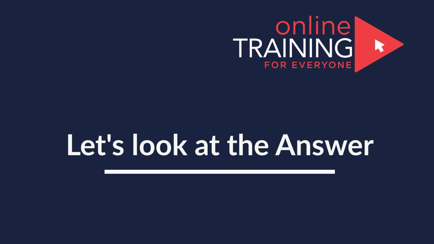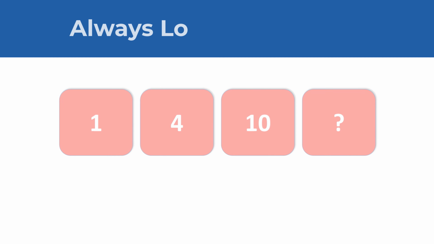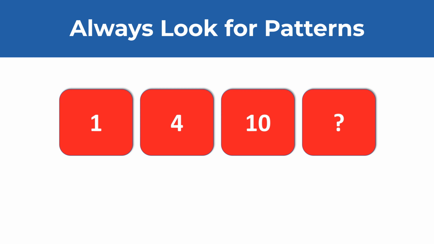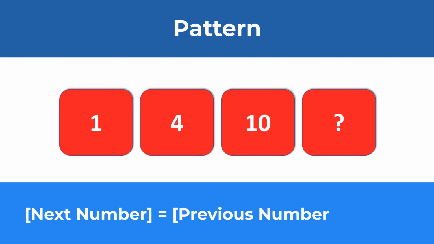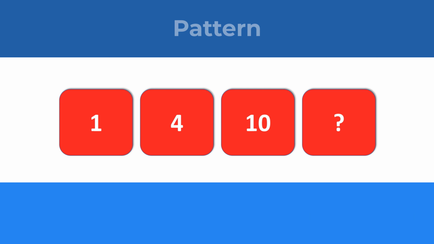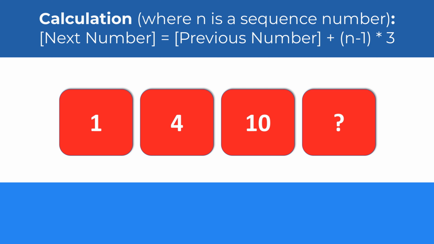As usual, my advice to you, always look for patterns. And the pattern in this case is that the next number is calculated as the previous number plus (the number in the sequence minus 1) in parentheses, multiplied by 3. So to calculate the missing number, let's walk through the sequence.